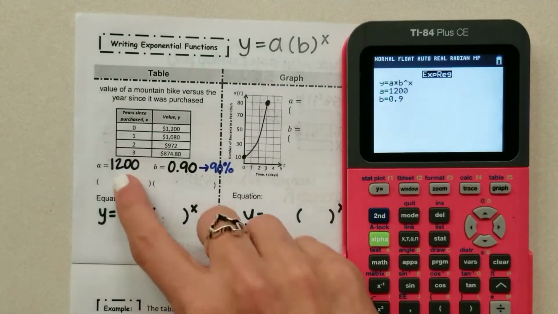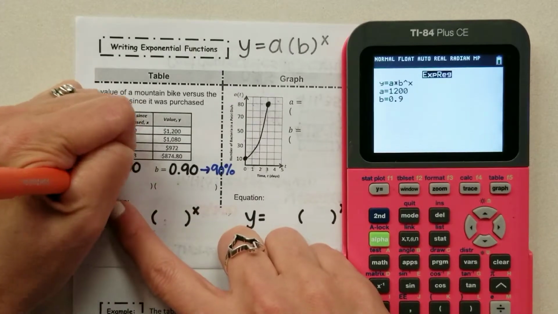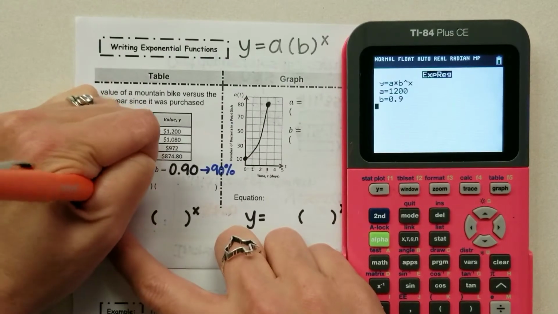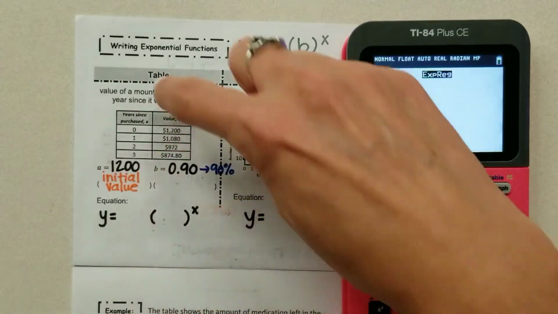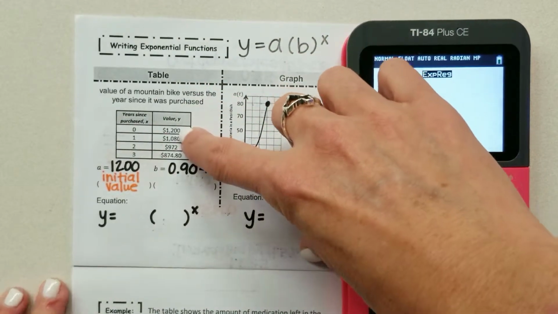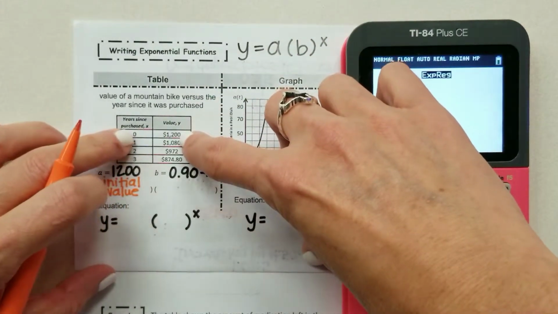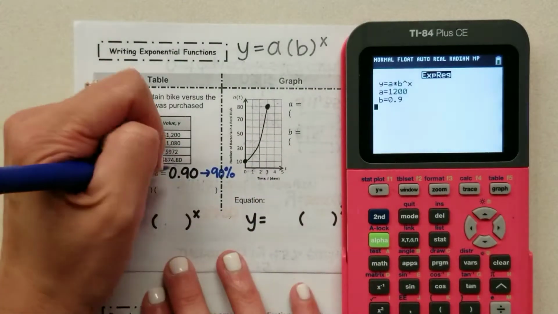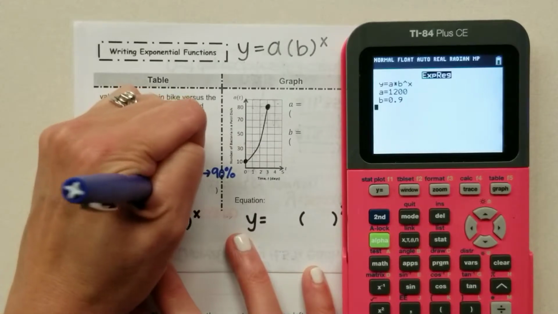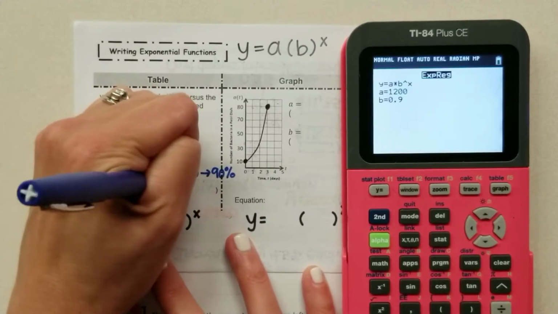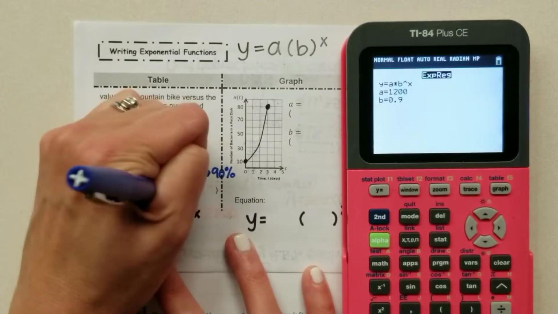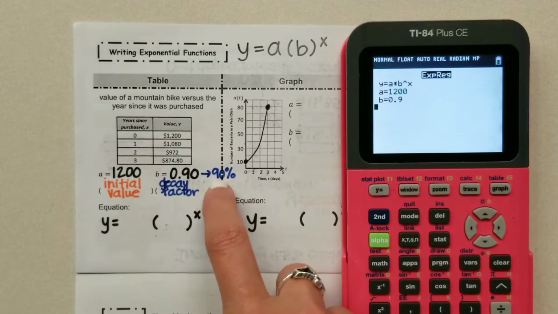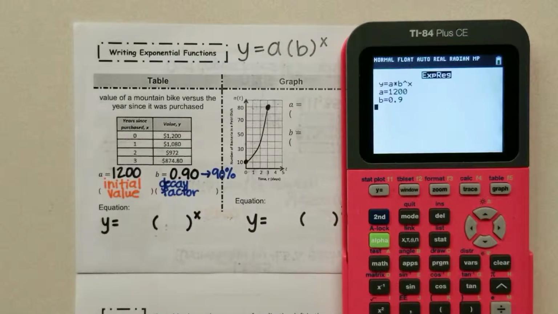Okay, so A is my initial value. So this is what I'm starting at. The value of this mountain bike when I purchased it was $1,200, which you can actually see in the table. They happen to give us that. And then your B value, that is your growth factor. Actually, it's a decay factor. How did I know it was a decay factor? Because this is less than 100%. Remember, it has to be above 100%, above 1 if you want it to be a growth factor.